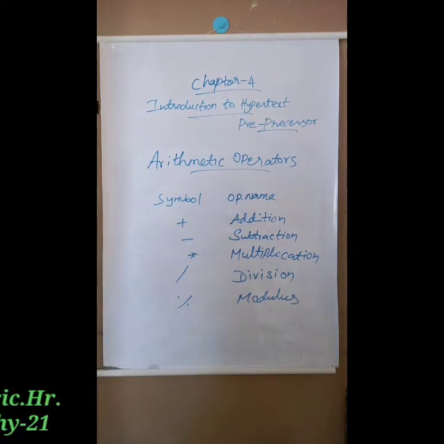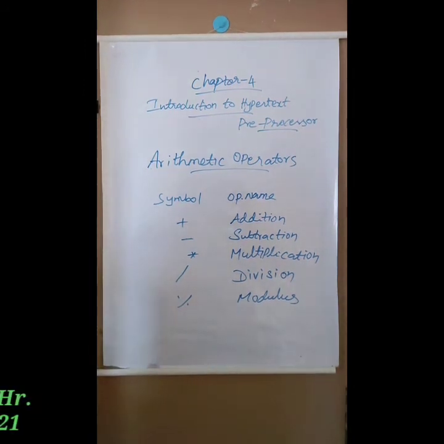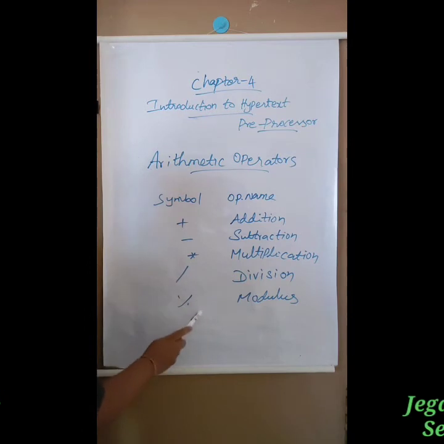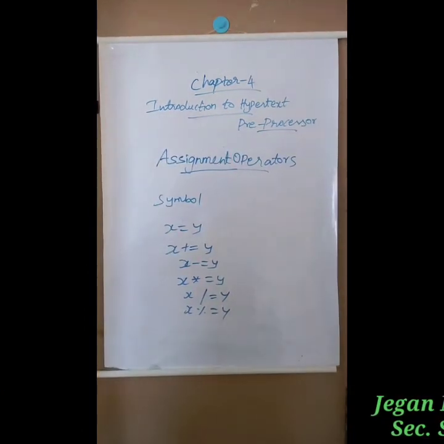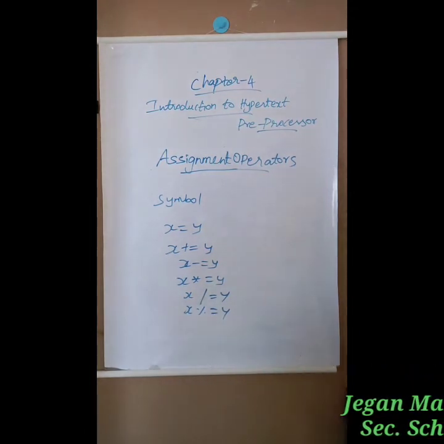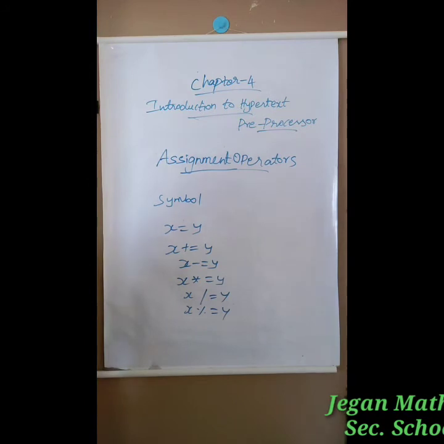And the last one is modulus. These operators perform the process of finding the remainder in the division operation of two numbers. So this is used to find the remainder value. The next one is the assignment operator. The assignment operator is used with numeric values to store the value in a variable.